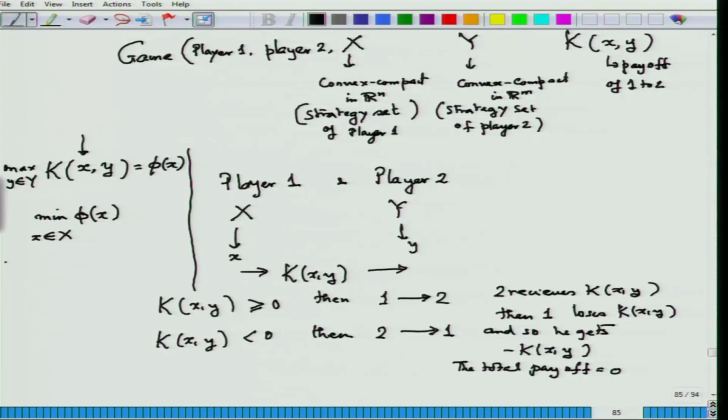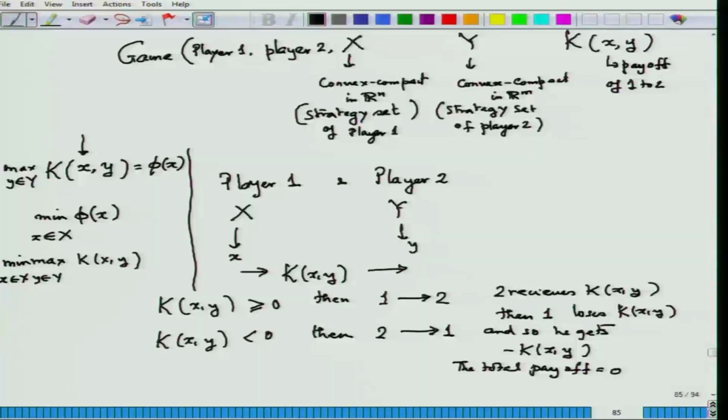So, basically player 1's problem is what is called a min max problem: minima over x, maxima over y of k x y. So, player 1 is actually running a min problem. This is his final problem. Let us see what player 2 does.